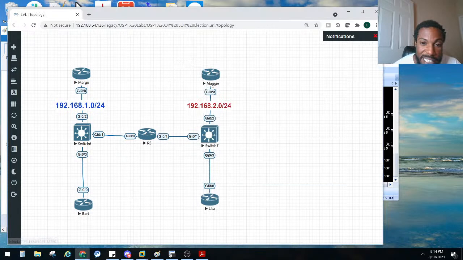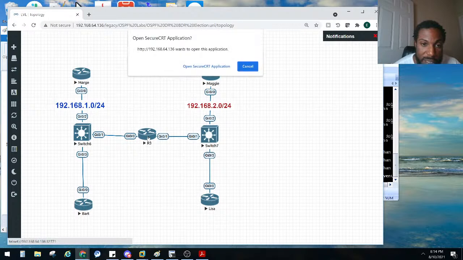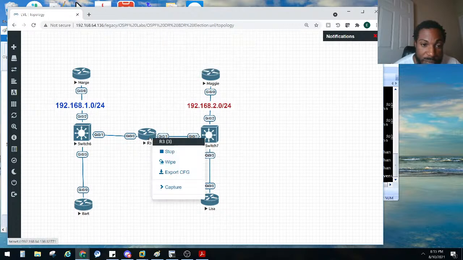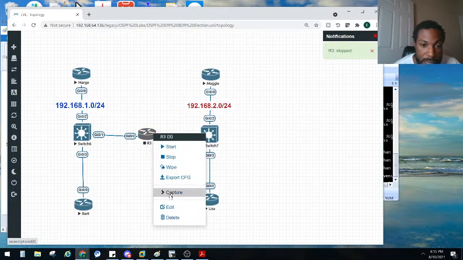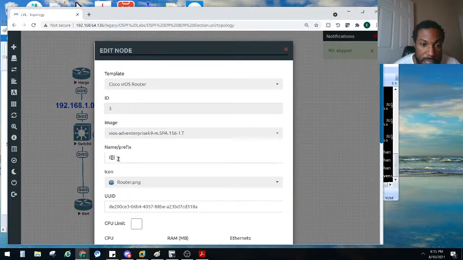I think I did this wrong. That's supposed to be Marge. Oh, no, I did that right. So we got router Marge here, router Maggie here, router Lisa here, router Bart here, and then I think this is supposed to be something else. That's supposed to be router Homer. Let me stop it real quick. Edit. Yeah, this is supposed to be router Homer.